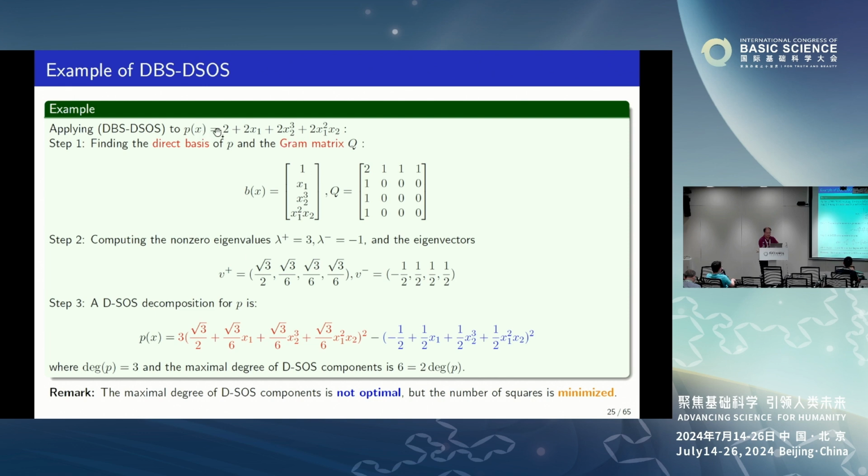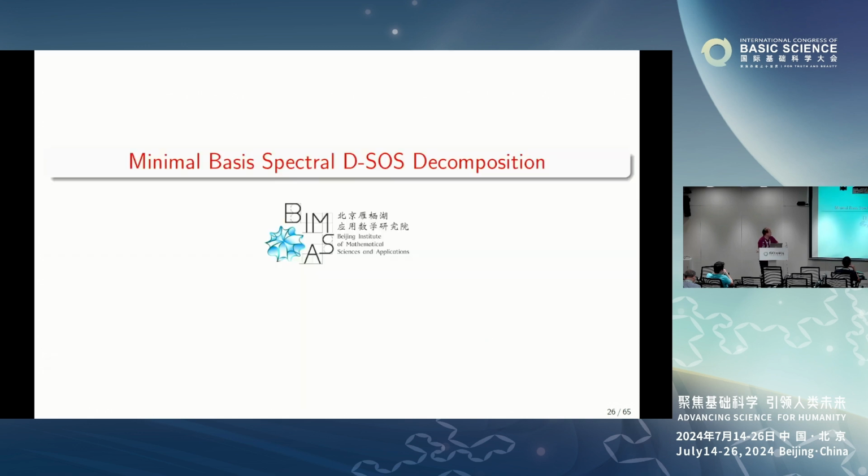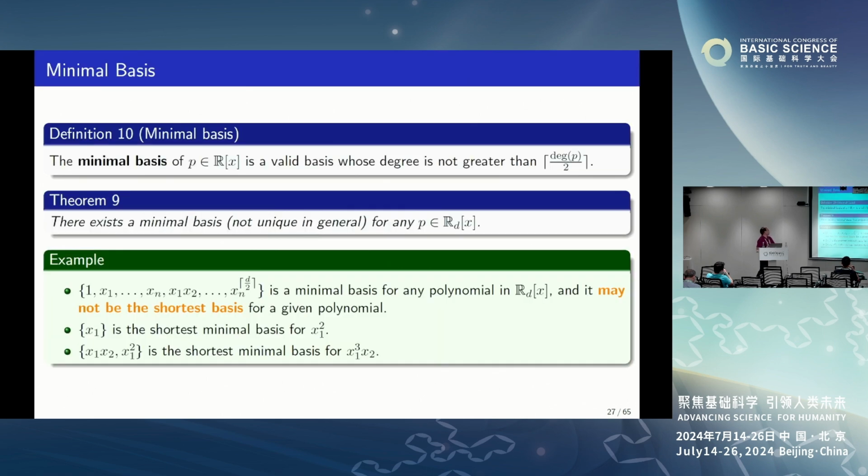So we start from this example to get the corresponding basis and matrix, and find the eigenvalues 3 and minus 1. So we get the trivial decomposition. Okay, and of course it's easy, but not very interesting. We need a more refined way, especially where the degree should be decreased, because a higher degree polynomial is not stable and also difficult to optimize.